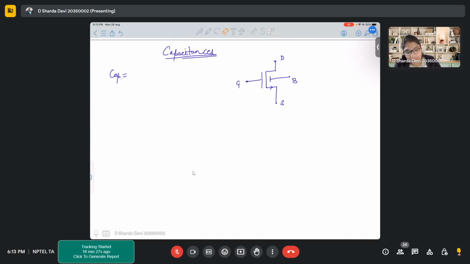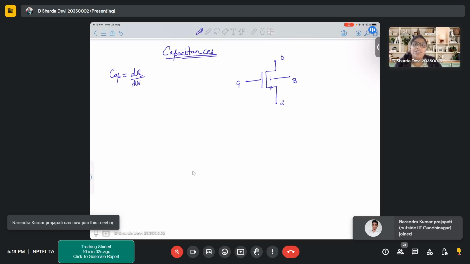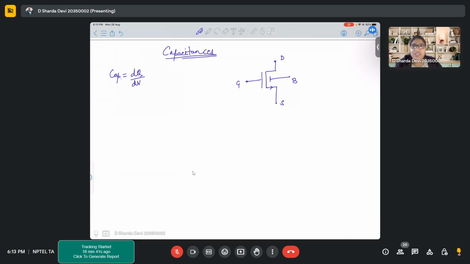When we talk about capacitances, very basically, what are they? Capacitance is the change in charge per unit voltage, right? So how much change in charge do you see per unit change in voltage? The moment you change the voltage, is there any change in charge? If there is a change in charge, then it will introduce capacitance.